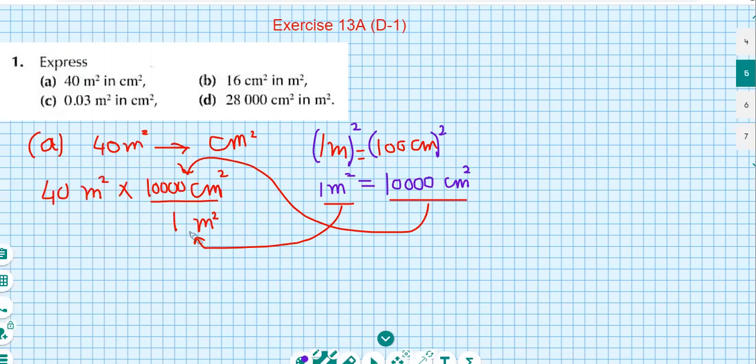Yes. Now start cancellation. Meter square and meter square cancel. So we are left with only 40 into 10,000 over 1 into centimeter square. So finally we get 400,000 centimeter square. So it means 40 meters square is equal to 400,000 centimeter square. All right, next part B.